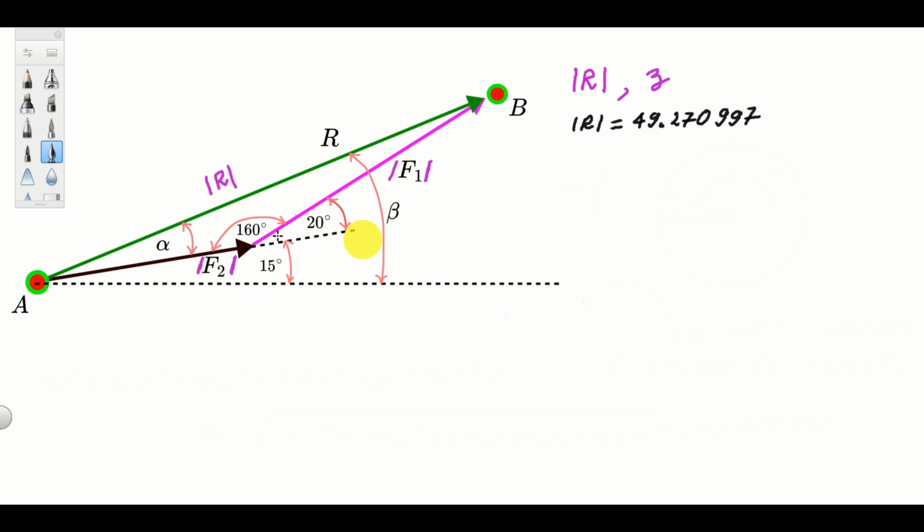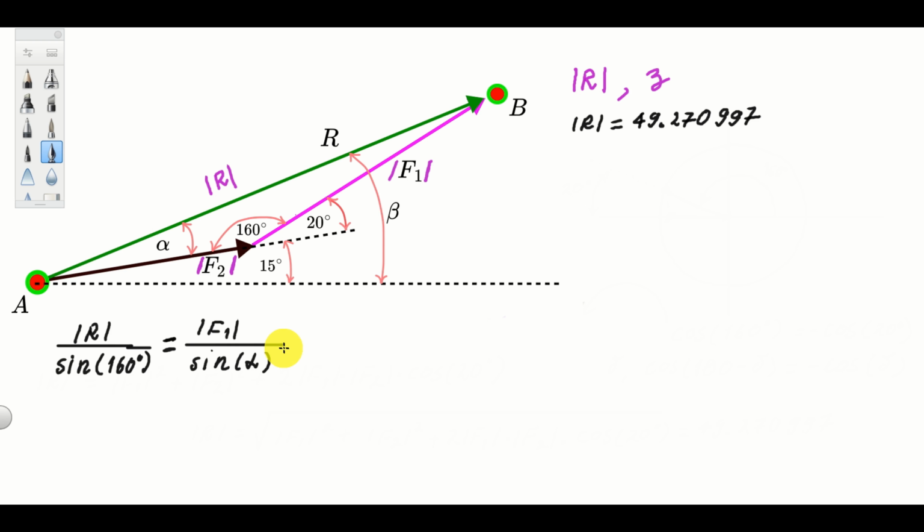How to compute the angle alpha? Well, we need to apply the law of sines. Let's analyze again this triangle. We have computed R. Then we know F1, and we know this angle of 160 degrees. Consequently, we can write R over sine of 160 degrees is equal to, let's see from this triangle, the intensity of F1 divided by sine alpha.